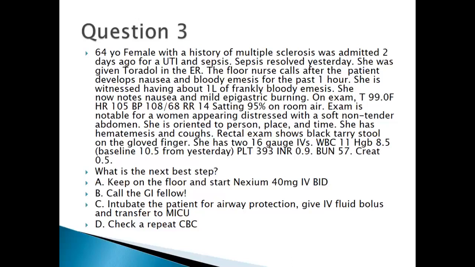So I think that intubating her for airway protection is probably the most important thing, with concurrent IV fluids. Although she is still holding her pressure, she's a little tachycardic, so she needs volume, and then get her to the ICU. I would definitely call the GI fellow while doing all those things. But the best next step is to get that patient intubated.